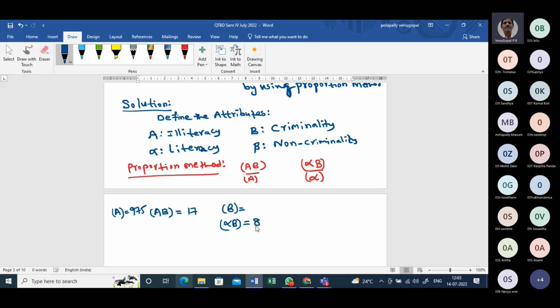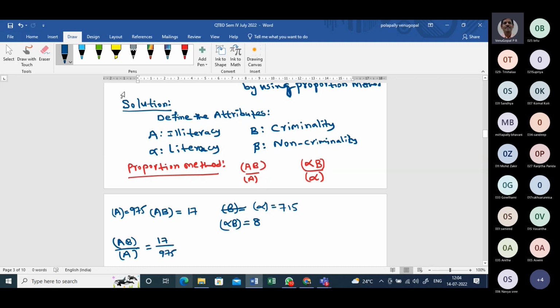What is alpha, children? Literates. Do we require B? Only B? No, we don't require B. We require alpha. Alpha is how much, children? Literates. 715. Okay. So let me write AB by A is equal to 17 divided by 975.